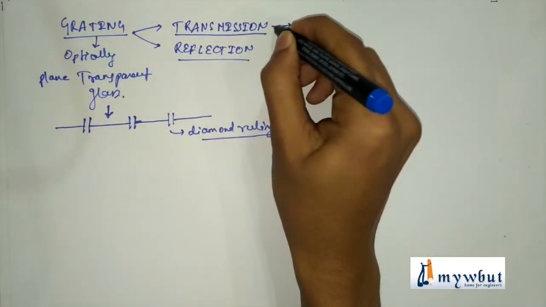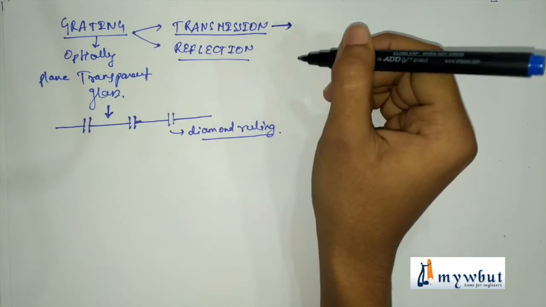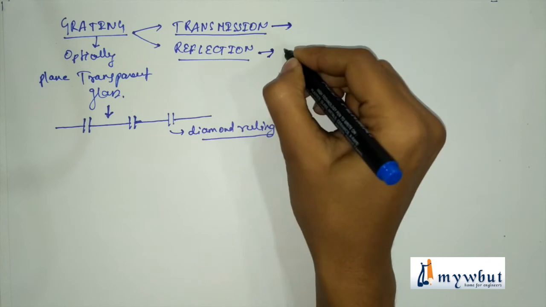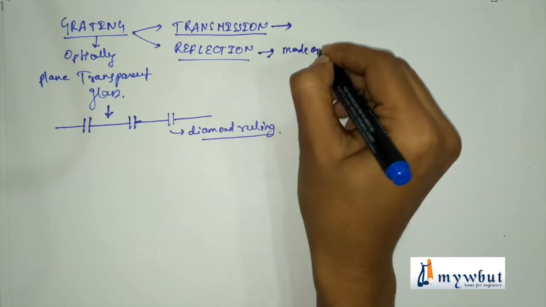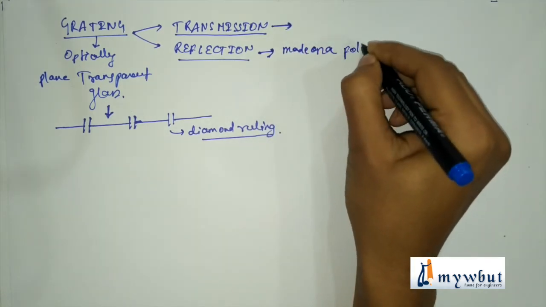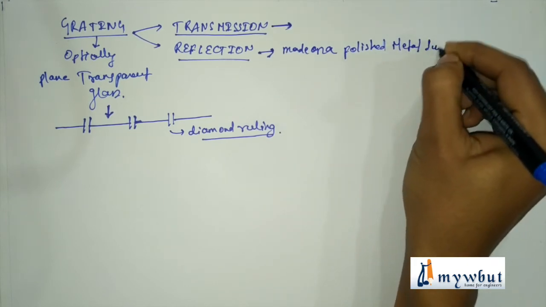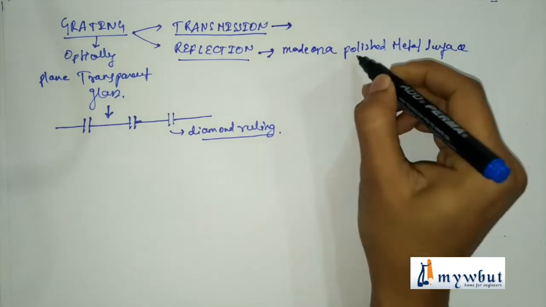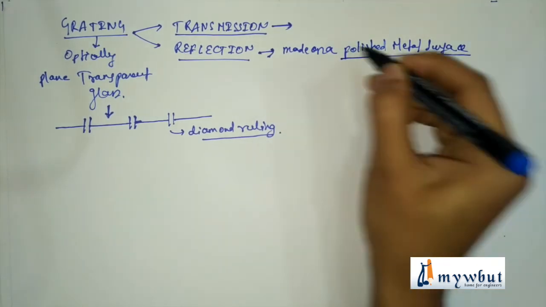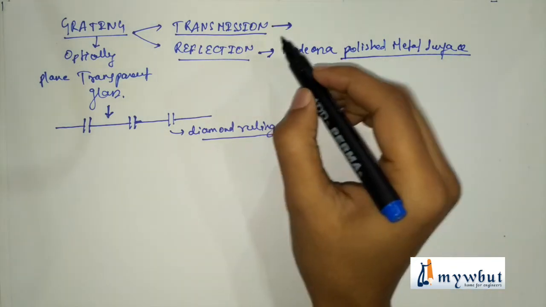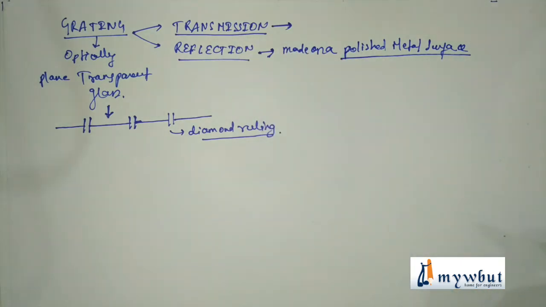This is in the case of a transmission grating, but when the ruling is made on a polished metal surface, it is known as a reflection grating. So this is the basic difference between transmission grating and reflection grating.